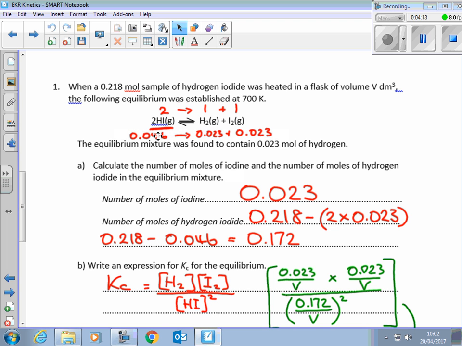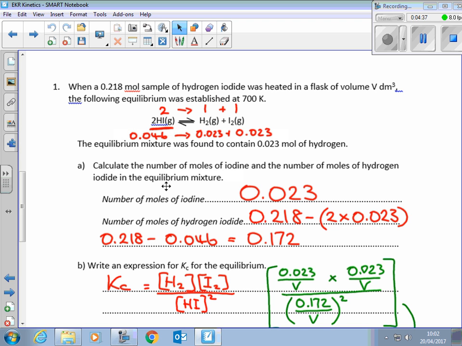The important thing is to start with your equation and look at the reacting quantities, the reacting ratios, if you like. 2 moles on this side, 1 mole of that, 1 mole of that. And then when you're told something about the equilibrium mixture containing a certain amount of a product, you can then work out all the molar quantities in that equation.